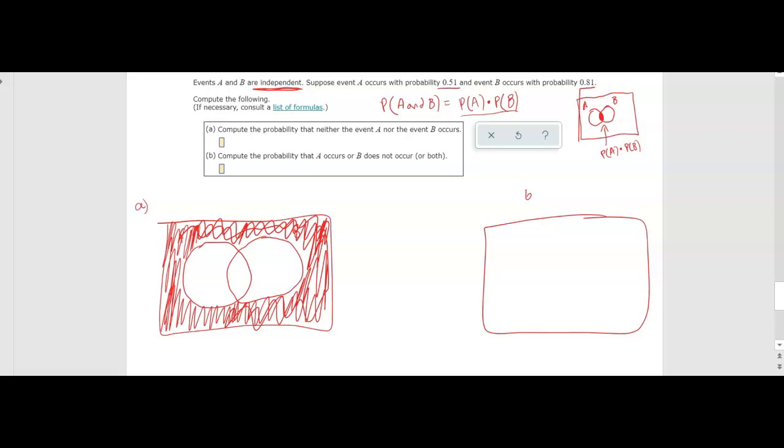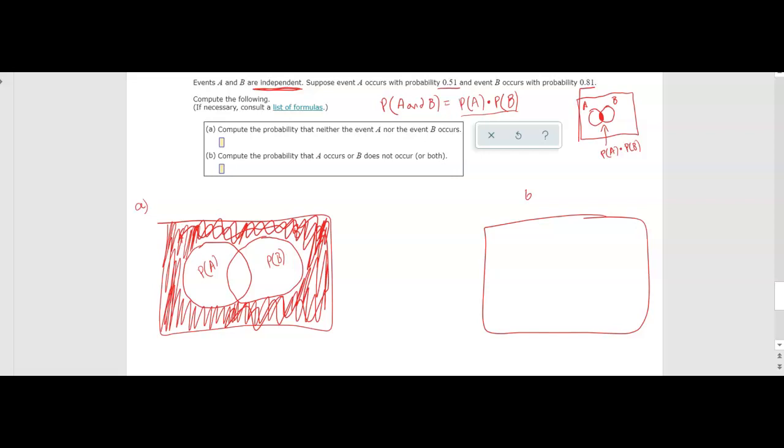Let's go ahead and do that. We have to figure out first how much space is in this white area. This is equal to the probability of A, and this is equal to the probability of B. But we have this overlapping part. If we just added the probability of A and the probability of B together, we would be including this overlapping part twice. We don't want to do that. We only want to include it once. So this is where we're going to have to do the probability.